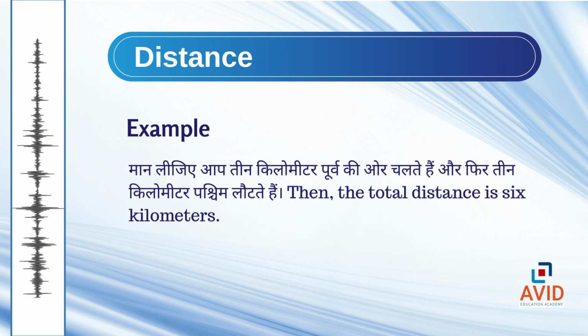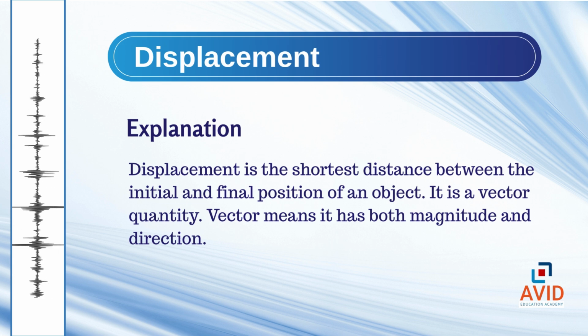Then the total distance is 6 kilometers. Now let us talk about displacement. Displacement is the shortest distance between the initial and final position of an object. It is a vector quantity. Vector means it has both magnitude and direction.